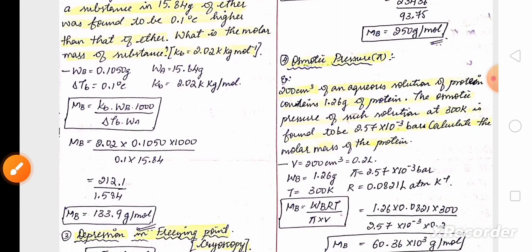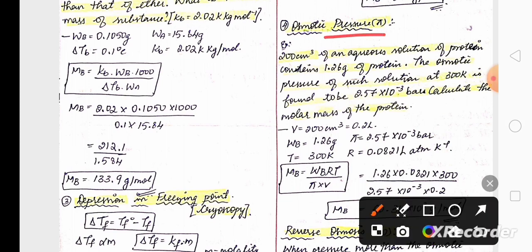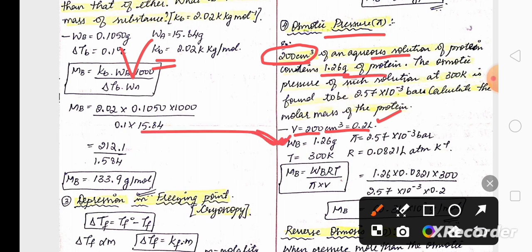Now the fourth and last colligative property is osmotic pressure, pi. So from this also we have numericals. 200 centimeter cube of aqueous solution of protein. So 200 centimeter cube is the volume of solution, and that 200 centimeter cube we need to convert into liters. 200 centimeter cube is equal to 0.2 liters. So the solution contains 1.26 grams of protein.